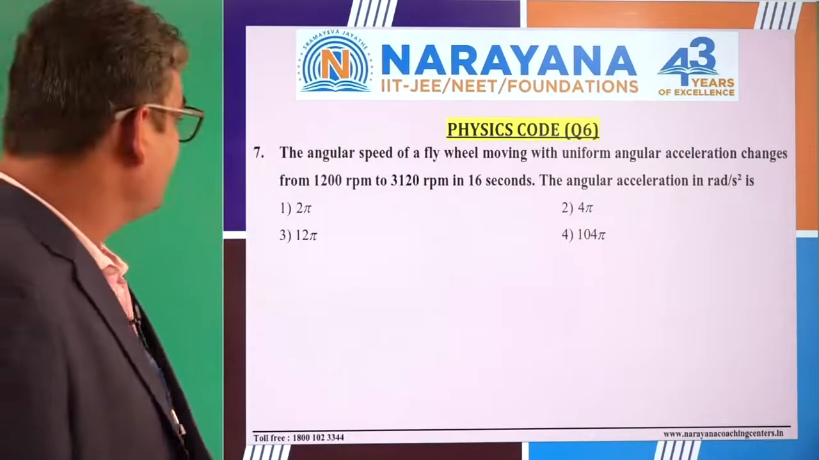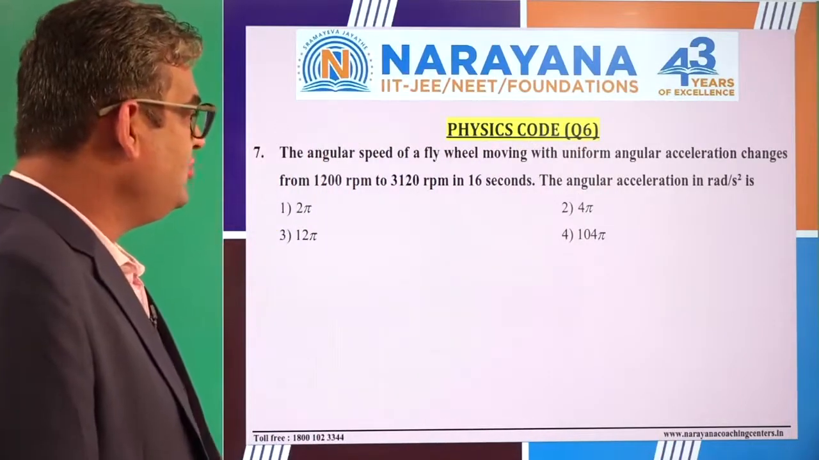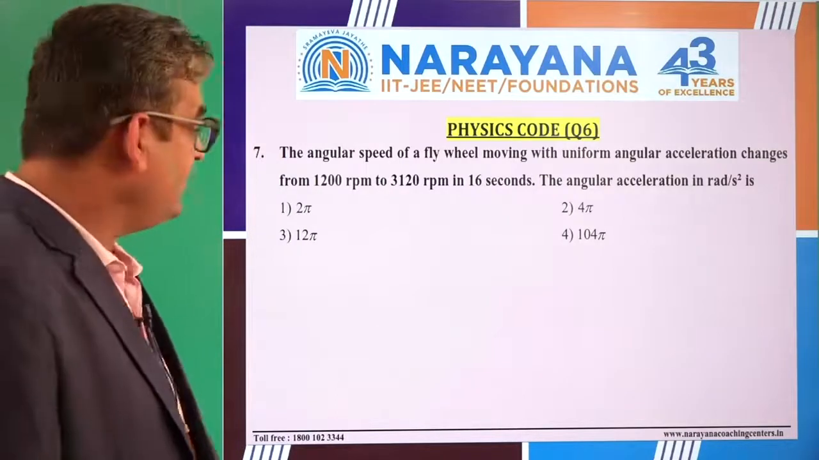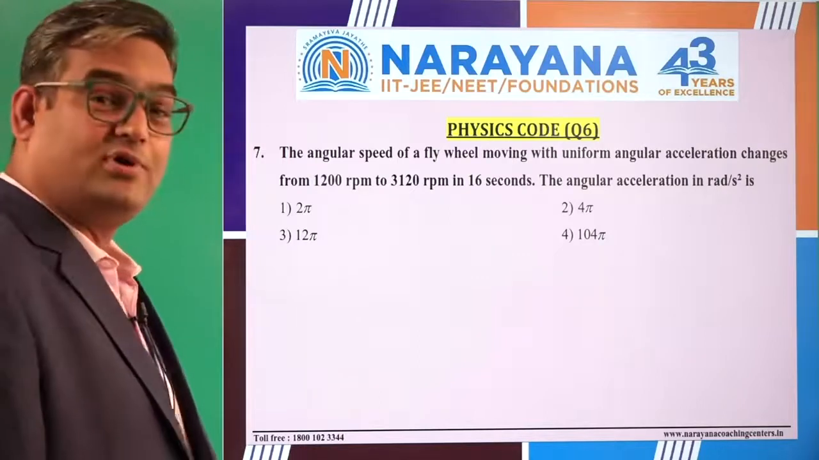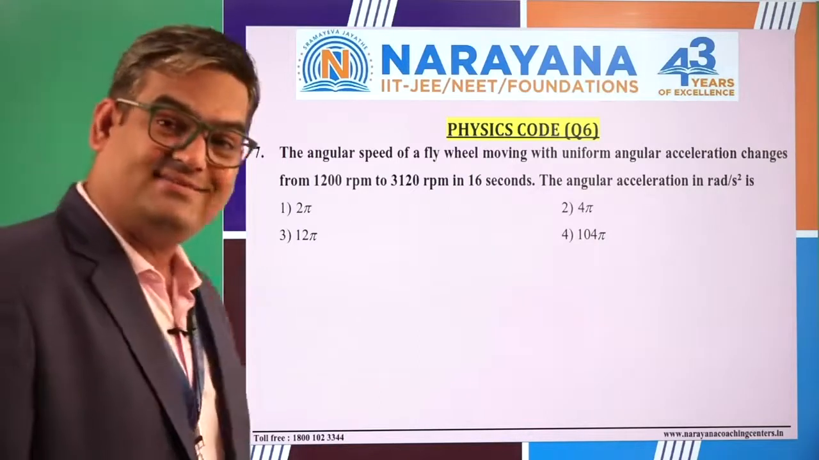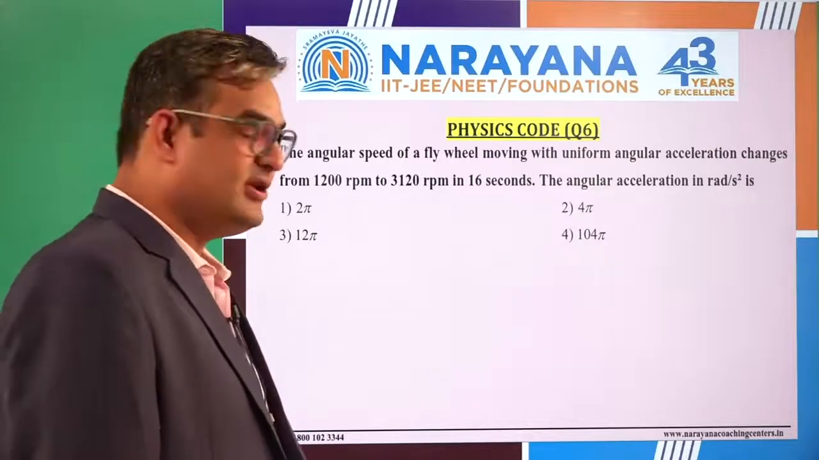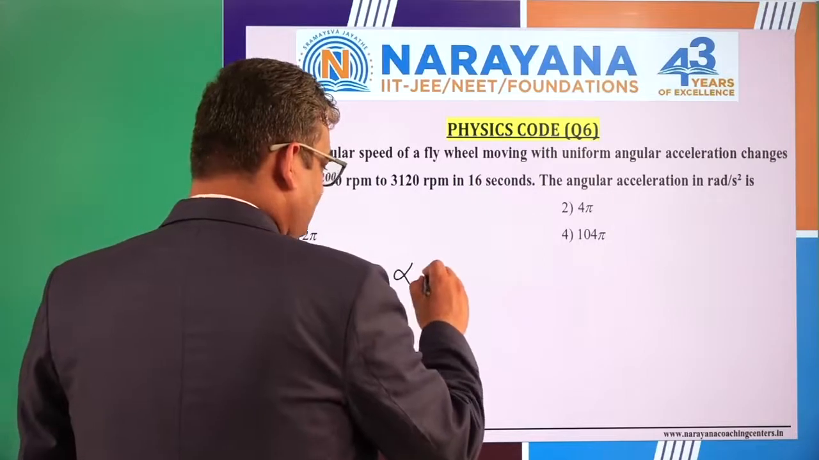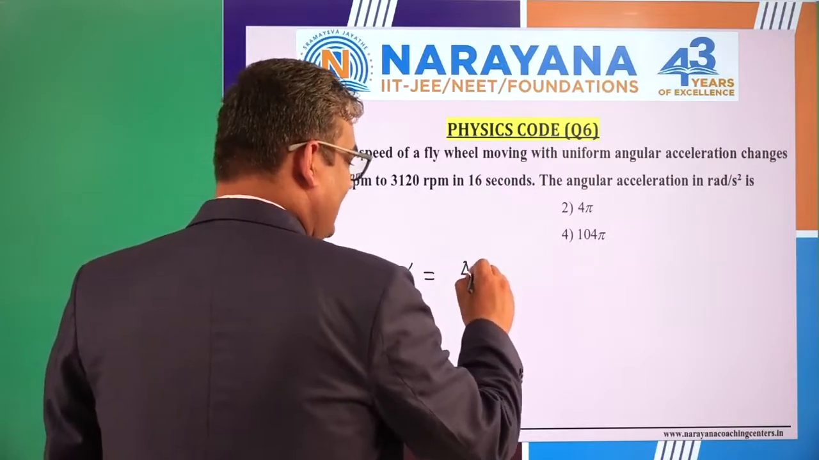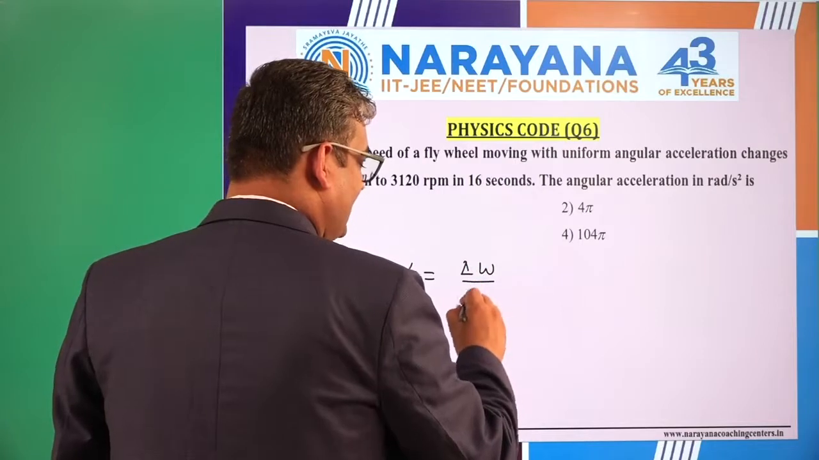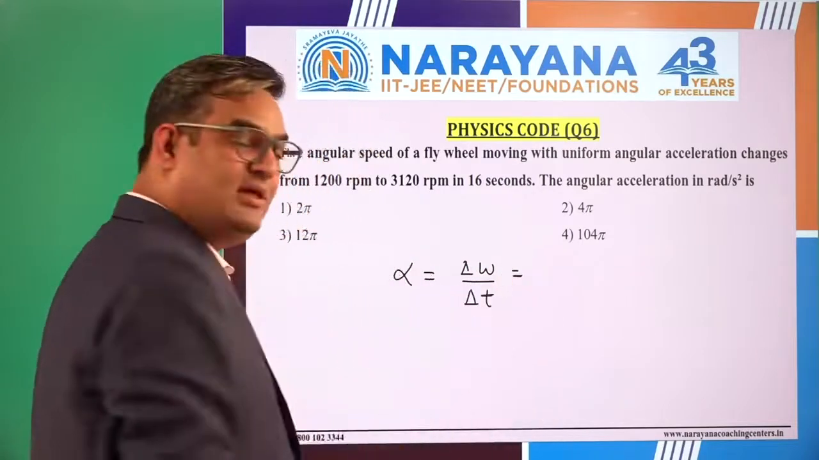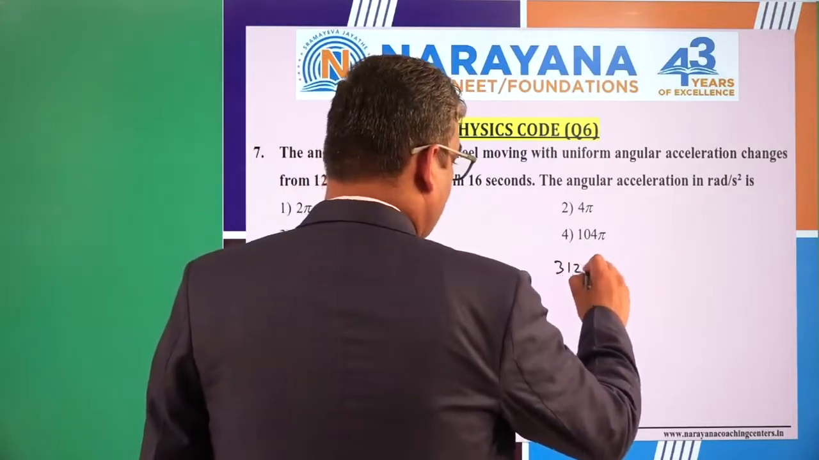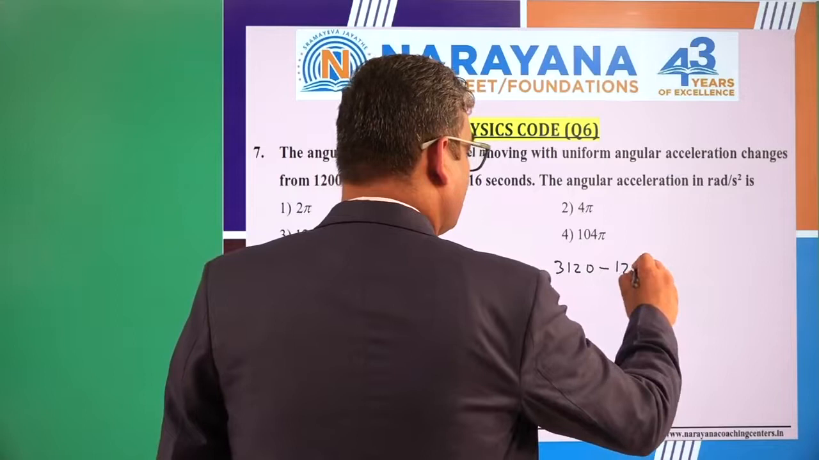Now question number 7. The angular speed of a flywheel moving with uniform angular acceleration changes from 1200 rpm to 3120 rpm in 16 seconds. The angular acceleration in radian per second square is. If angular acceleration is uniform, we can simply say alpha is delta omega divided by delta t. But what will be the value of delta omega? That will be 3120 minus 1200.